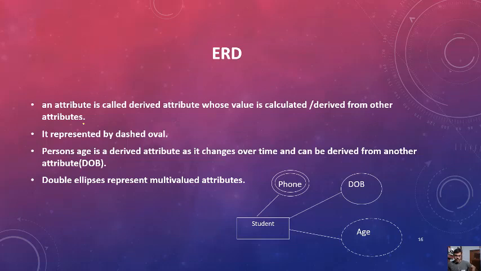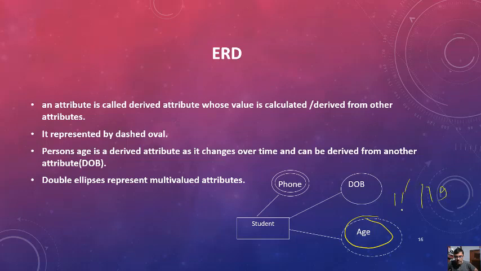A person's age is a derived attribute. Age is a derived attribute over time and can be derived from any other attribute. That means if you stored the data on 1st January 1990, then this age should be calculated from the date of birth, from this date minus date of birth, and that value is to be stored into this age.